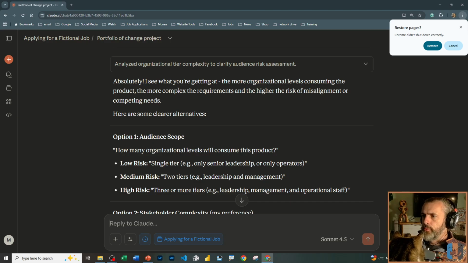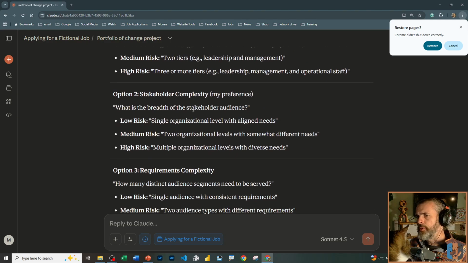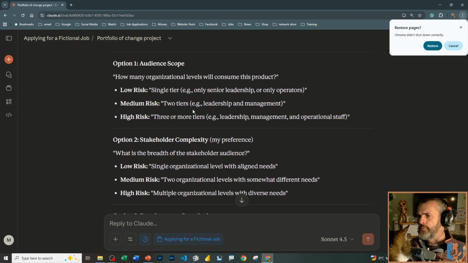Absolutely, I see what you're getting at. The more organisational levels consuming the product, the more complex the requirements, and the higher the risk of misalignment or competing needs. Yeah, that's true. How many organisation levels will consume this product? Single tier, only senior leadership. Yeah, I kind of get what it's doing there.